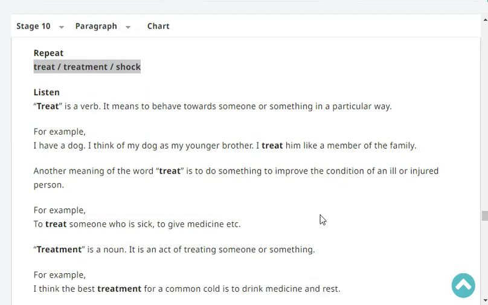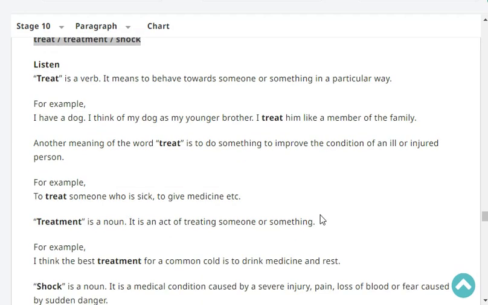For example, I have a dog and some cats. I have two dogs and three cats. I think of my dogs and cats as my younger brothers and sisters. No, I mean all sisters, they're all girls. I treat them like a member of the family. Okay, another meaning of the word treat is to do something to improve the condition of an ill or injured person. For example, to treat someone who is sick or to give medicine, etc.